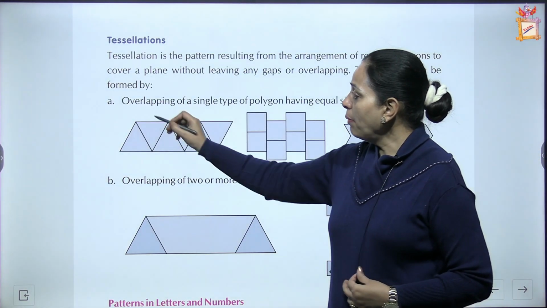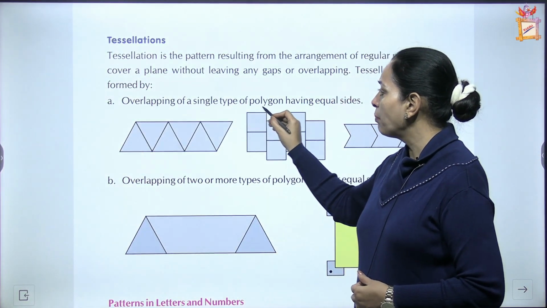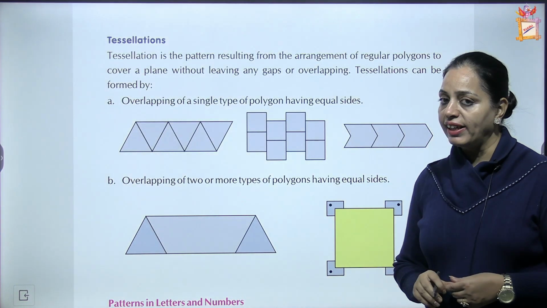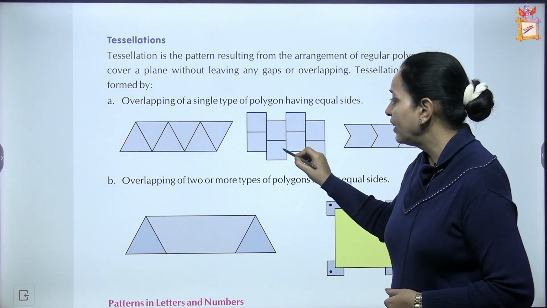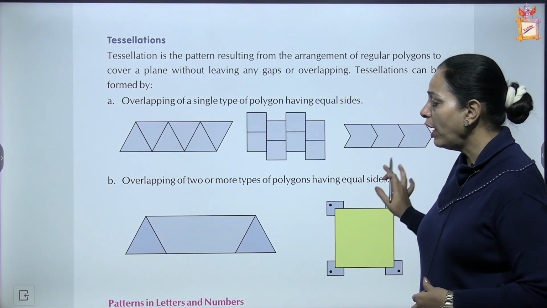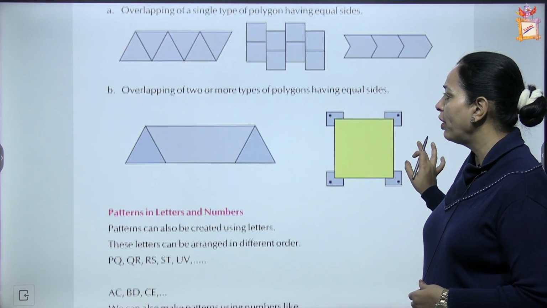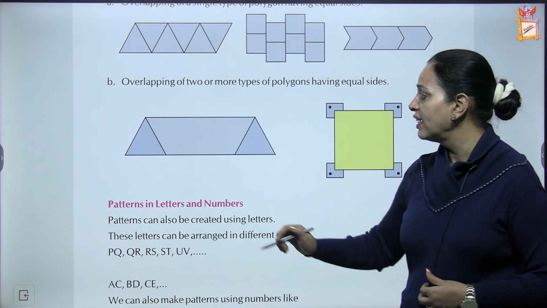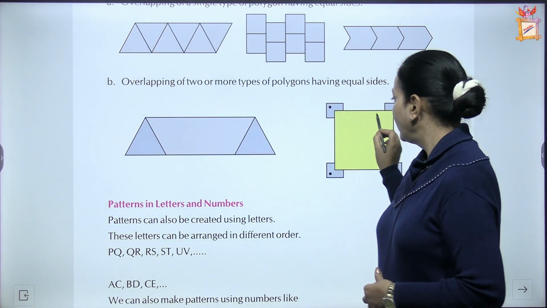Like here, a tessellation of a single type of polygon having equal sides like this, like this, like this. So this is tessellation. Now a tessellation of two or more types of polygons having equal sides like this, like this.